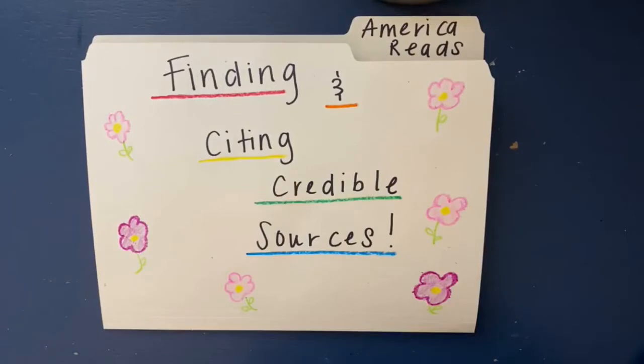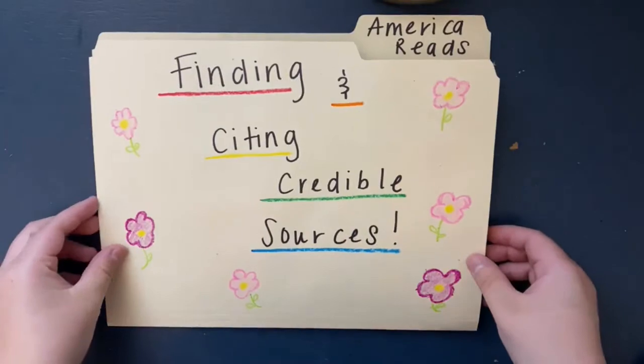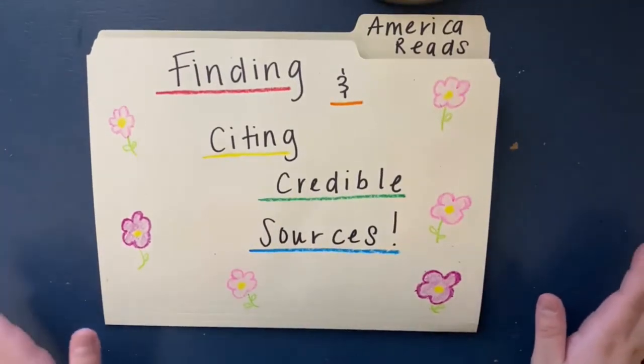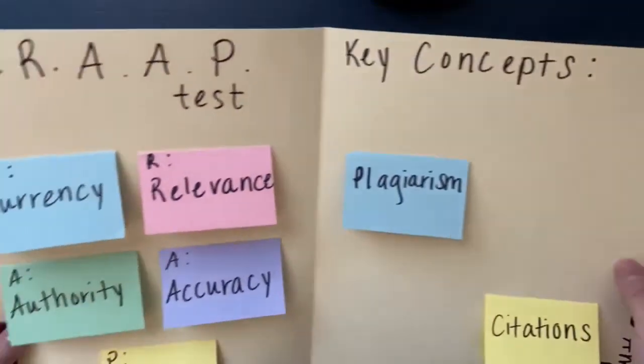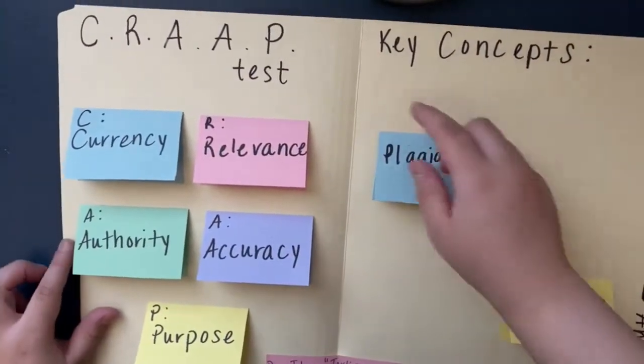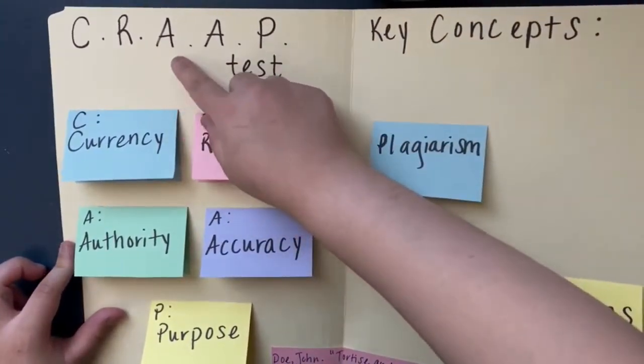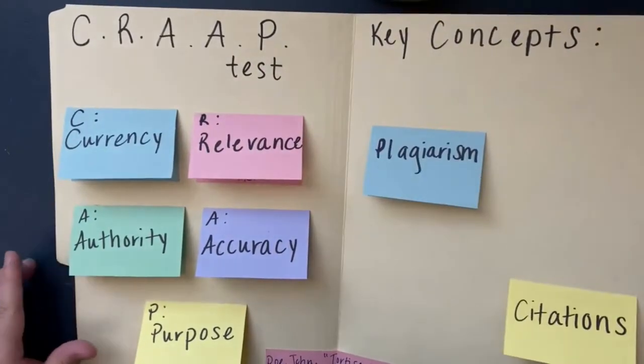So here we have our completed lap book, and as we go through each flap, be sure to pause the video and write down each keyword or tip, as well as the definition. And I decorated mine, but like I said, it's completely optional if you would like to decorate yours. So we open it, and our first tip is called the CRAAP test, or the CRAP test.